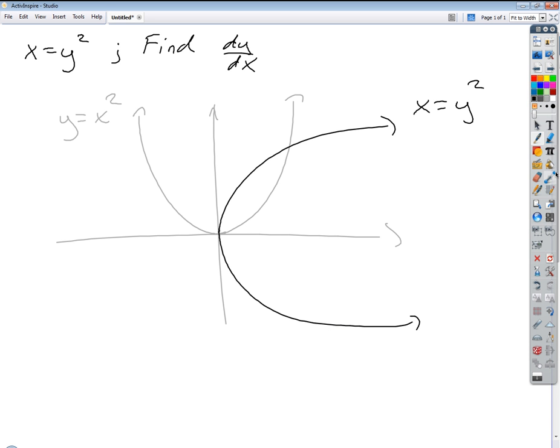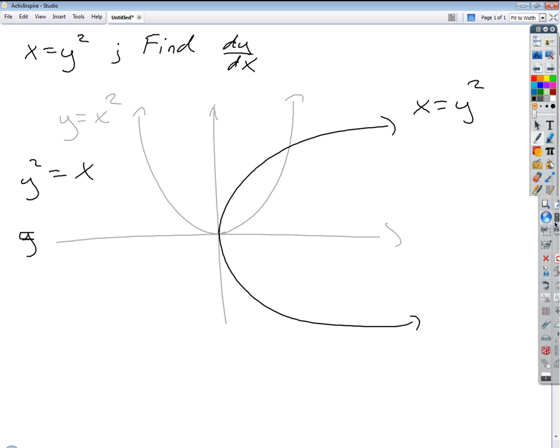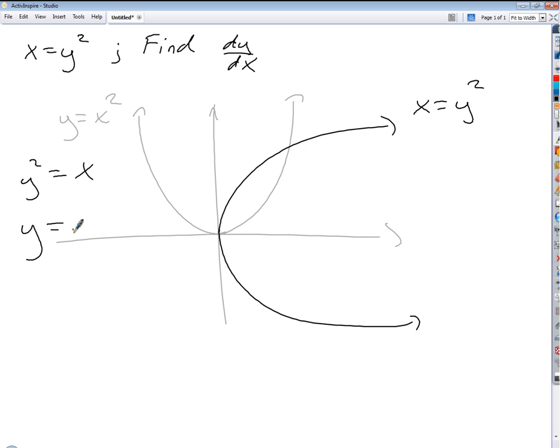So if we just do the algebra where we take x equals y squared, and we're going to maybe turn that around so we get y squared equals x, and then to isolate y, to solve for y, we all know what to do. We take the square root of both sides, right? So that's going to give us y equals what? Plus or minus the square root of x.